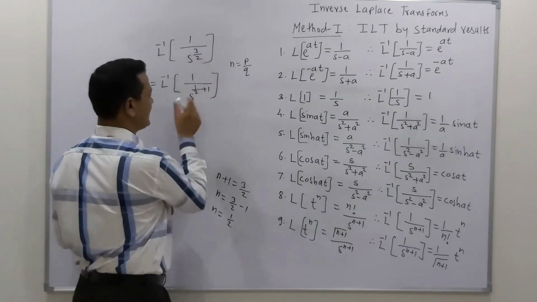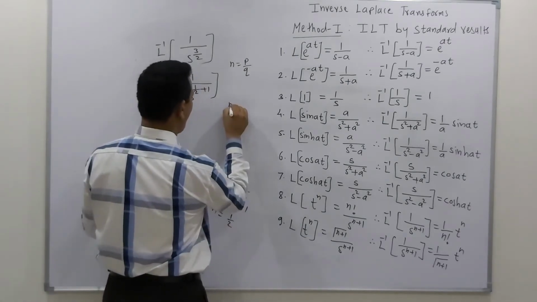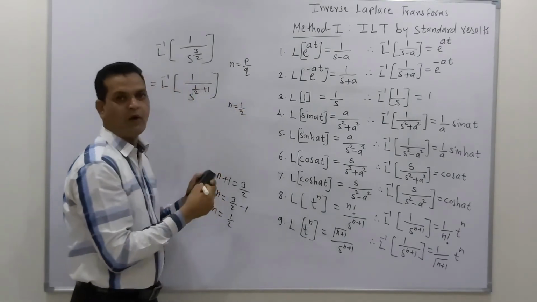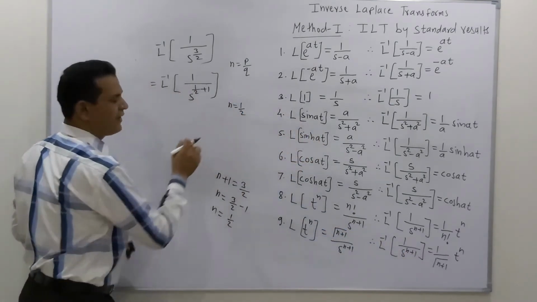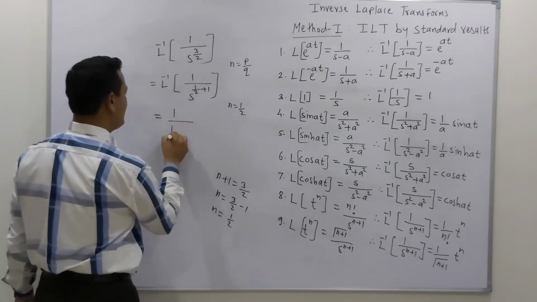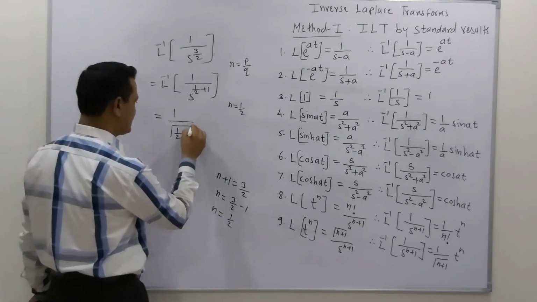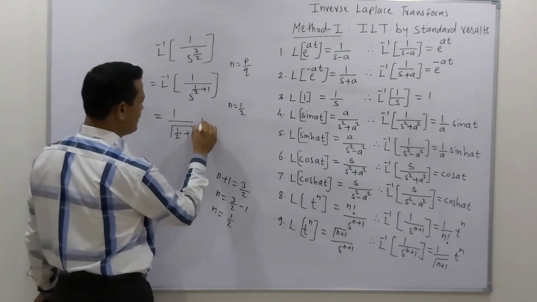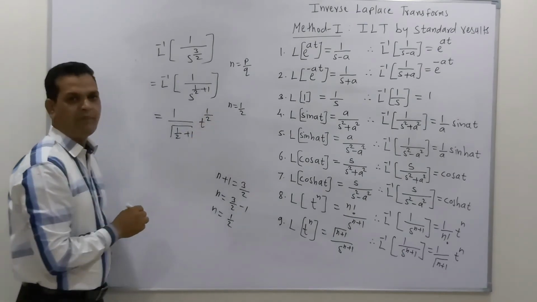So now we can write this in the form of s raised to n plus 1, where the value of n is 1 upon 2. If we compare this with the standard result, then the value of n is 1 by 2. So we can write this as 1 upon gamma function of 1 by 2 plus 1, into t raised to n. T raised to n means this is t raised to 1 by 2.